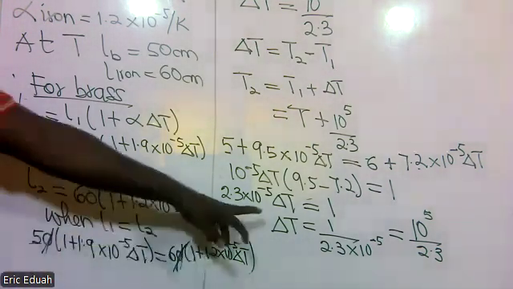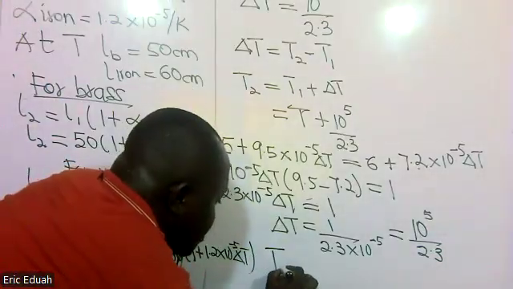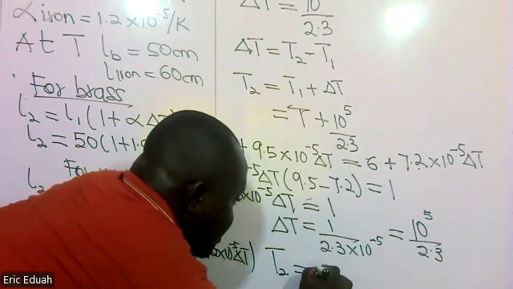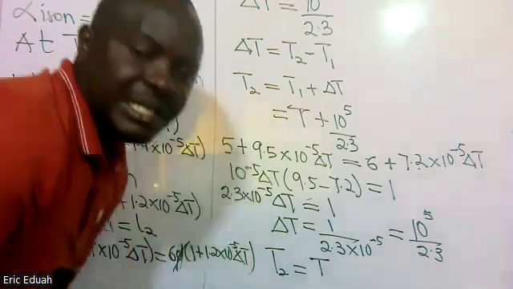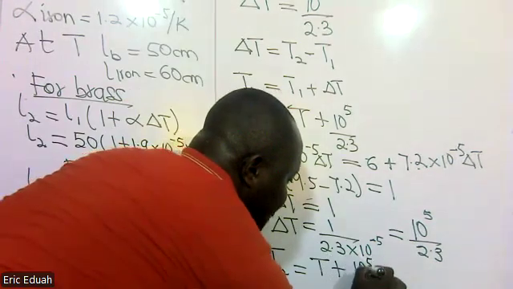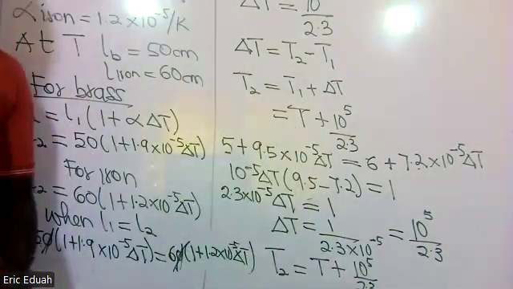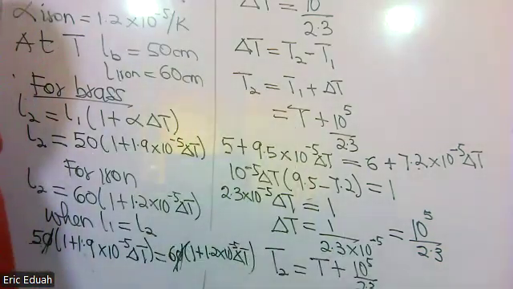So there's a change in temperature. Therefore, the final temperature T2 will be equal to the initial temperature T plus the change in temperature, 10 to the power 5 over 2.3. So it wasn't a difficult question.